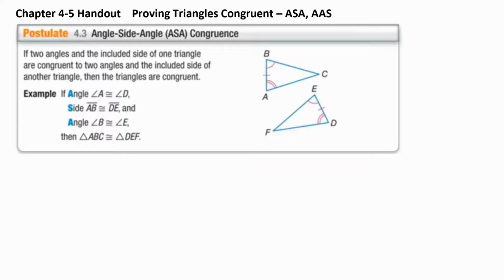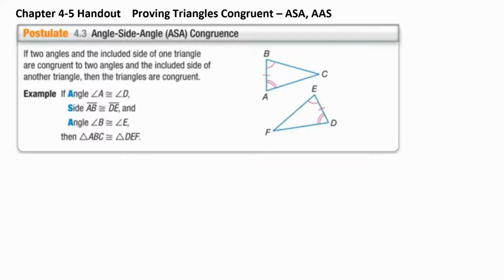Chapter 4-5. In this chapter, we're going to look at 3 more shortcuts to proving triangles are congruent. The first one is angle, side, angle. So the side is included between the 2 sets of congruent angles.